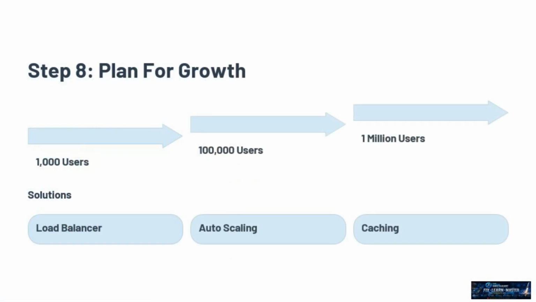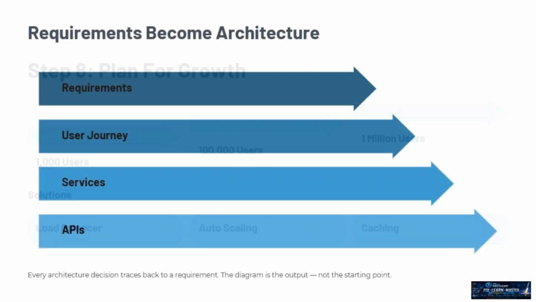Great architects don't only think about today's traffic, they think about tomorrow's growth. Imagine launching with 1,000 users and then suddenly growing to 1 million users. Can the system handle the increased demand? This is where scalability planning becomes important. Load balancers distribute traffic across multiple servers. Autoscaling adds resources when demand increases. Caching reduces repeated database queries. These techniques ensure the system continues performing well even as user traffic grows dramatically.